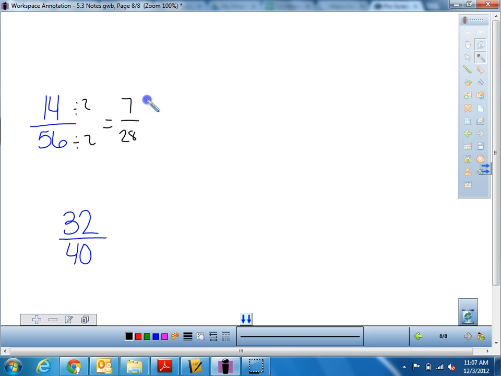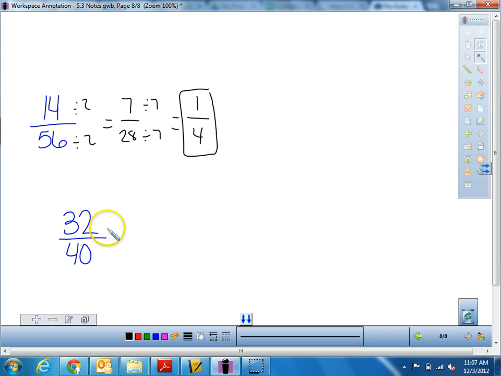Ooh, I hope you said they can both be divided by 7. You need to know your math facts here, people. Divide them both by 7, and what do we get? 7 divided by 7 is 1. 28 divided by 7 is 4. Wow, I had no idea that 14/56 was the same thing as 1/4. I have a 1. I can't go simpler than that, so this is my lowest term, my simplified form.